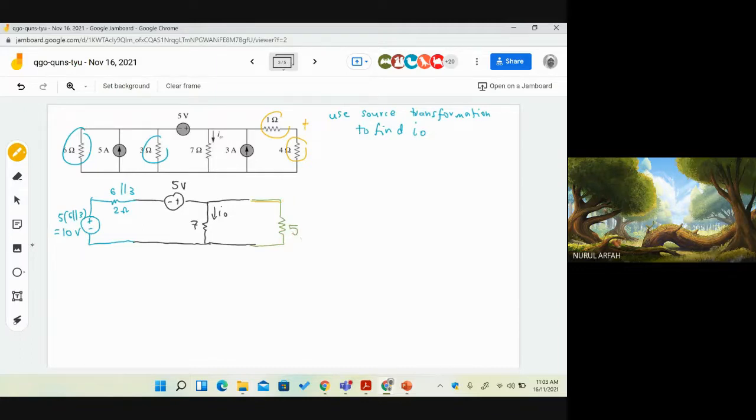Okay, 5. But you need to do the source transformation of this. So where is this one? It suddenly disappeared. Yes, this is correct. What should you do? This one becomes a current source in parallel. This is 3, this is 5. Yes. Okay, all right, good.